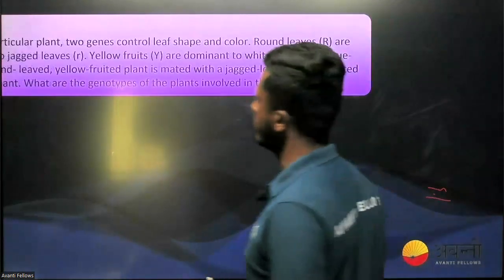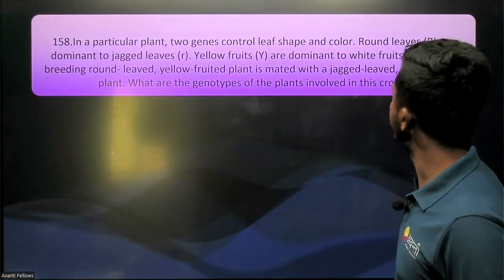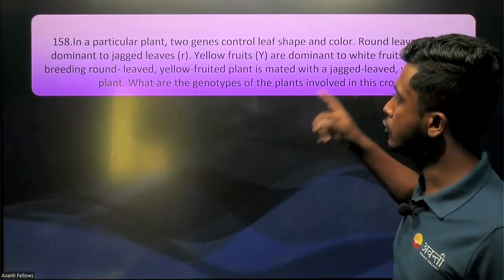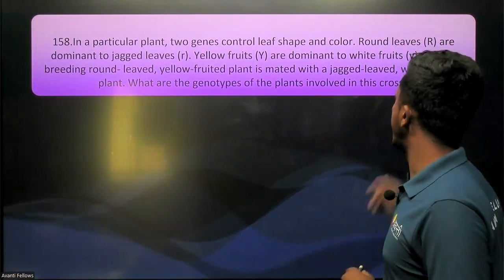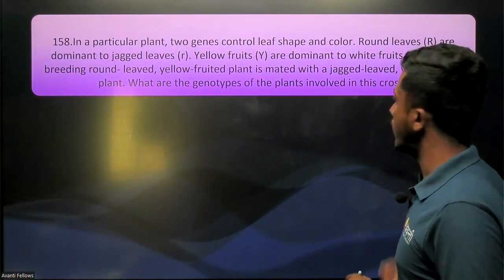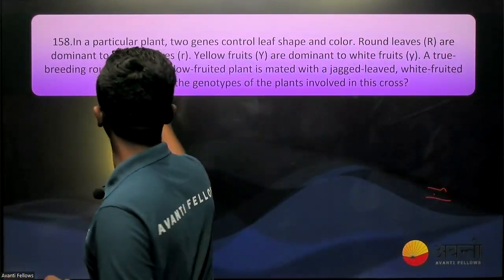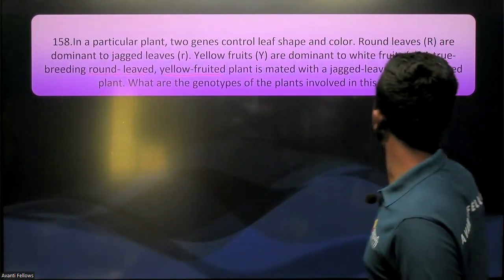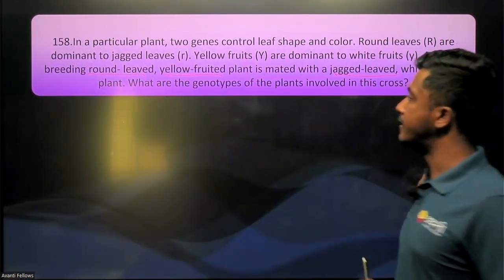All right. So our next question is, in a particular plant, two genes control leaf shape and color. Round leaves, capital R, are dominant to the jagged leaves, that is small r. Yellow fruits, capital Y, are dominant to the white fruits, which is small y. A true breeding round-leaved yellow fruited plant is mated with a jagged leaf white fruited plant. What are the genotypes of the plants involved in the cross?